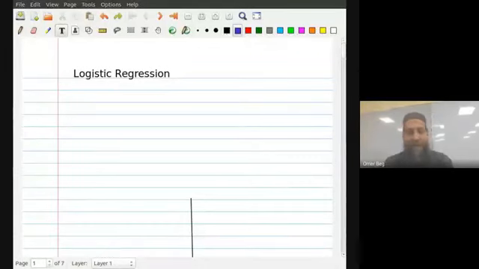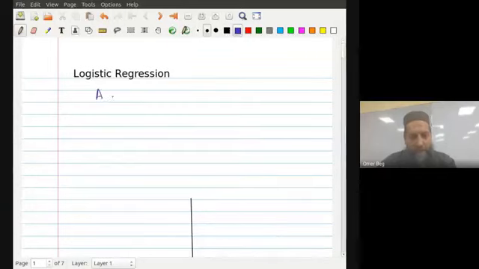Okay, I hope my screen is visible to all of you. As I said, today's topic is going to be logistic regression. So, what is logistic regression? It is a discriminative classifier for differentiating between two classes of documents using their features. So, I'm going to write that definition down.